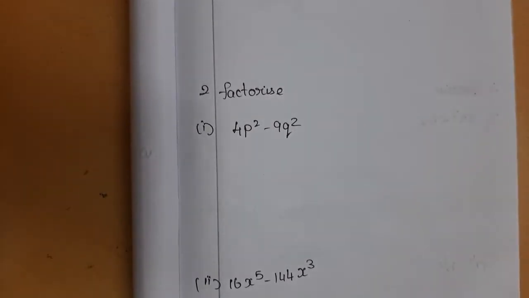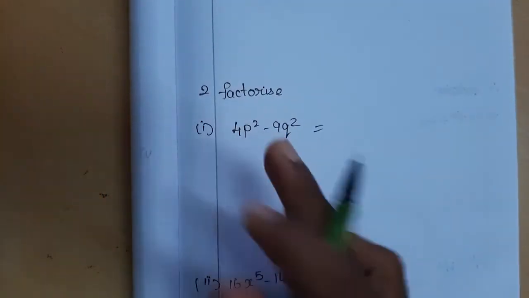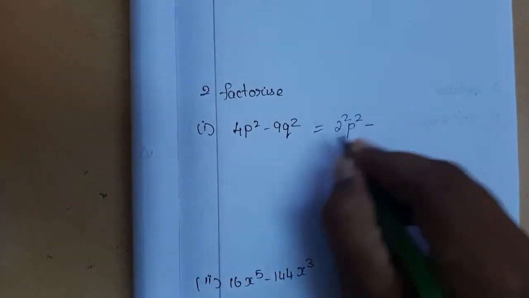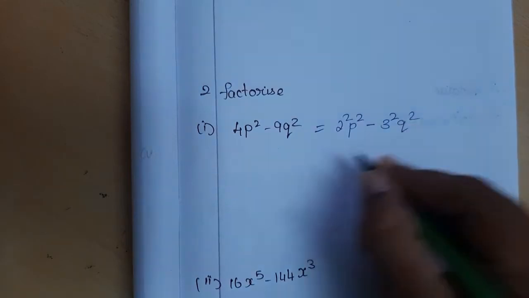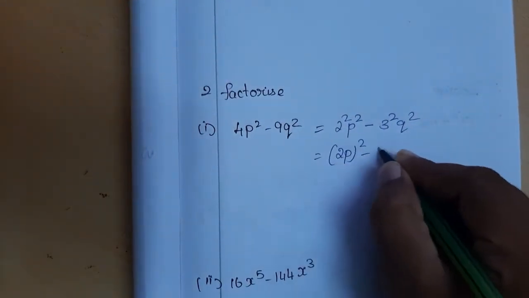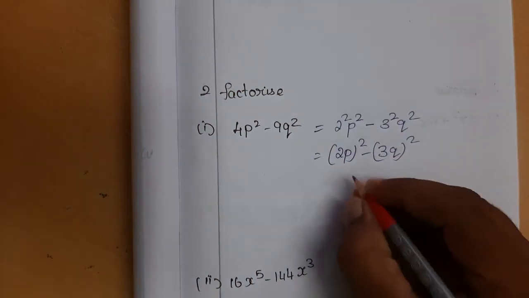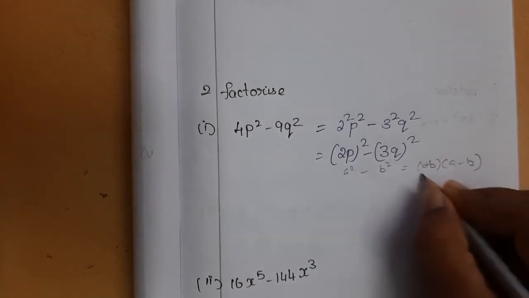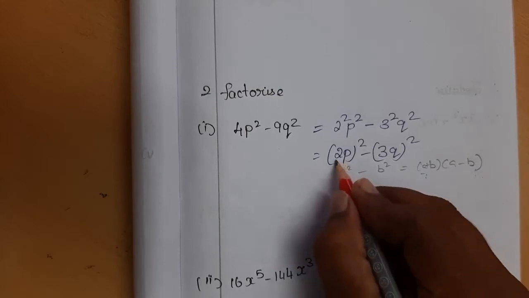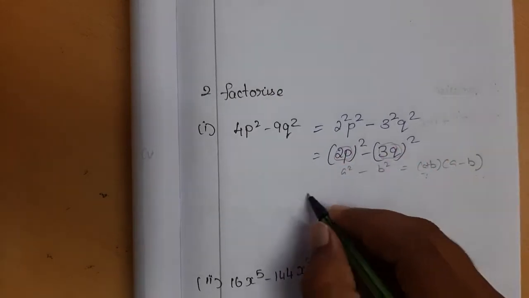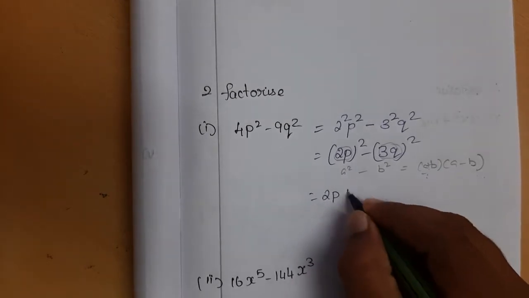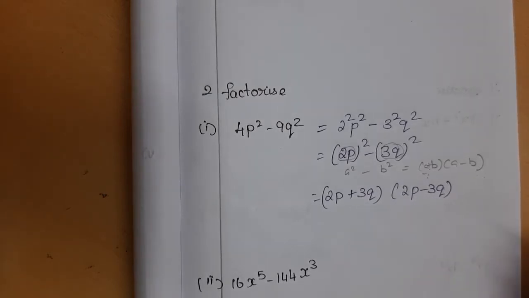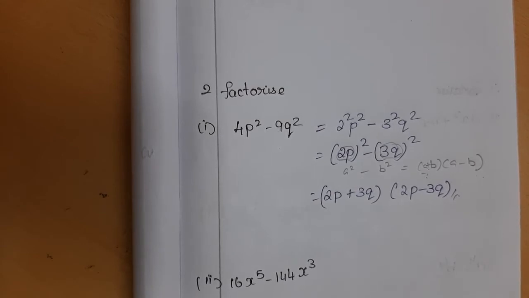Next we go for the next identity, the a square minus b square form. It's totally easy. Only two terms are given. We have to make each a whole square, that's it. The 4 we can write as 2 square, p is already squared, minus 9 we can write as 3 square, q is already squared. So we write 2p the whole square minus 3q the whole square. So it is in the form a square minus b square, which we can write as a plus b into a minus b, the factorized form. So a is 2p and b is 3q. So 2p plus 3q into 2p minus 3q. Clear? The only thing we have to do is find the terms properly.